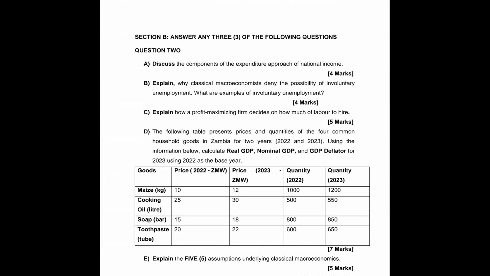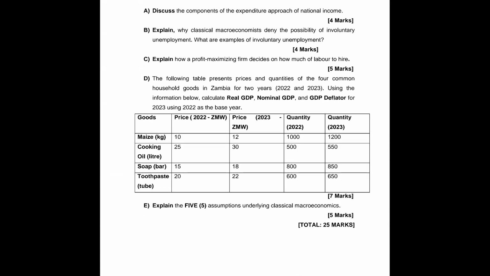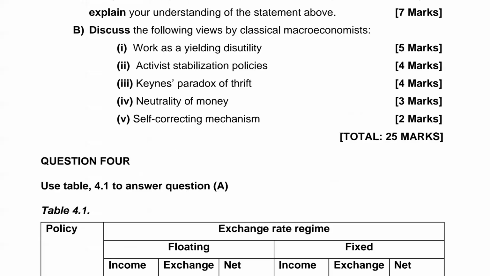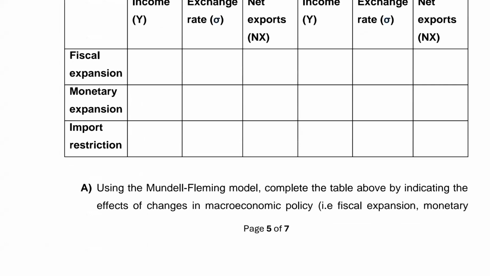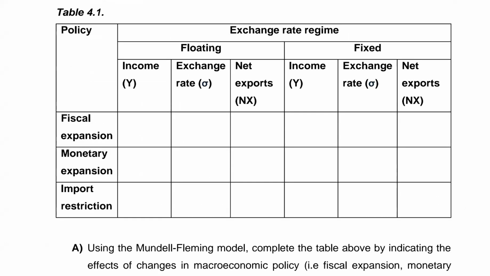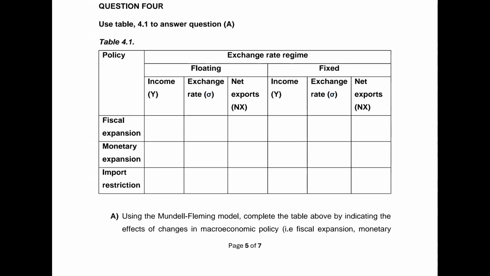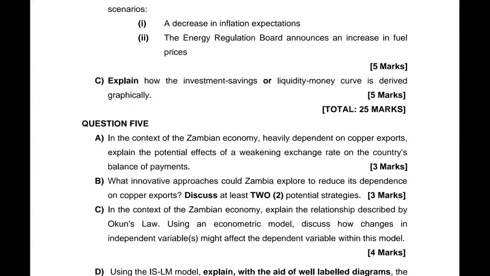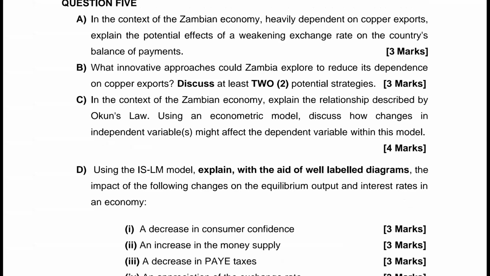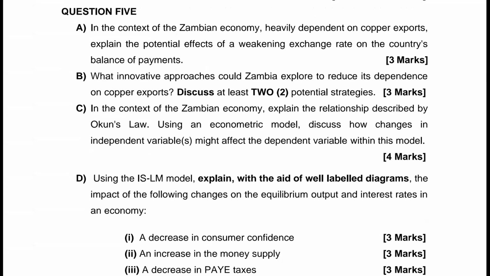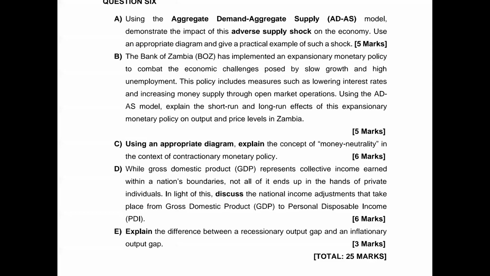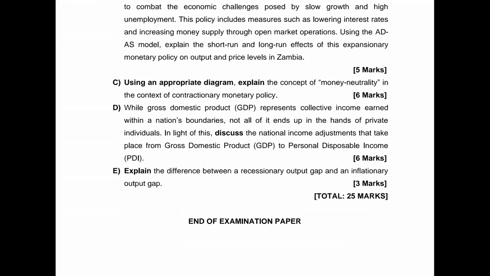Question 1. Question 2, discuss the components of expenditure approach. Yeah, this is aggregate demand as well. We can easily talk about this, not very complicated still. This is the open economy as well. You're using the Mundell-Fleming model again on question number 4, which is the same stuff again. Again, question 5, you will still have ISLM. Then you have aggregate demand on question number 6.